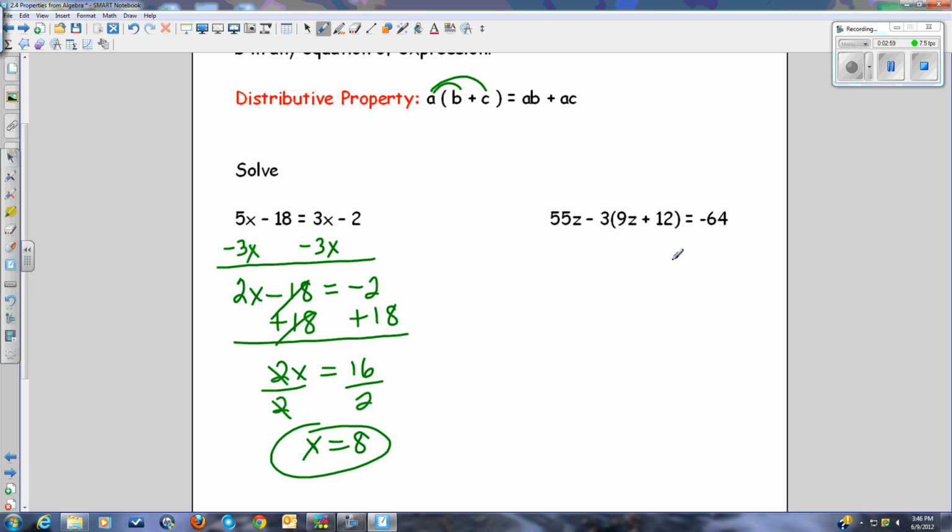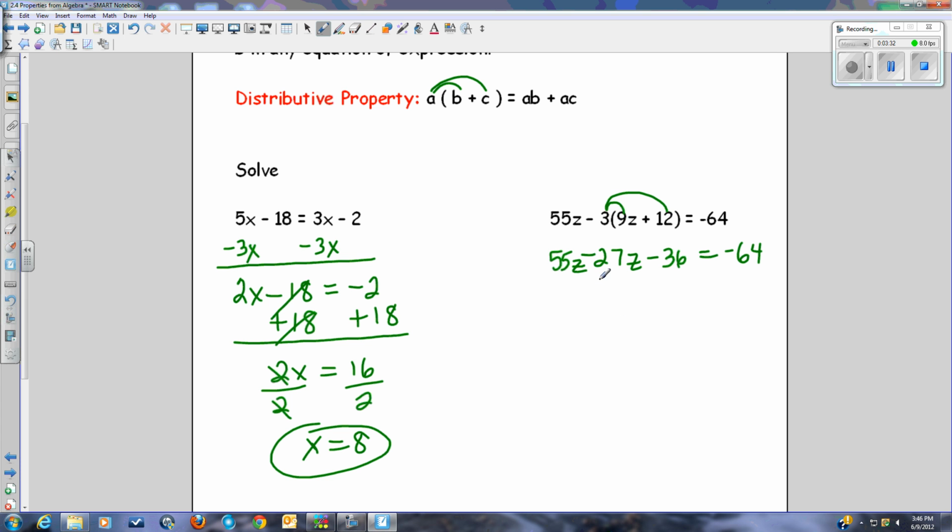Now let's try solving the next equation. 55z minus 3 times, in parentheses, 9z plus 12 equals negative 64. We need to get rid of the parentheses, so we're going to use that distributive property. Remember, this really is a negative 3, so we're going to say negative 3 times 9z is negative 27z. Negative 3 times 12 is negative 36. Bring down the 55z. And all of that equals negative 64.